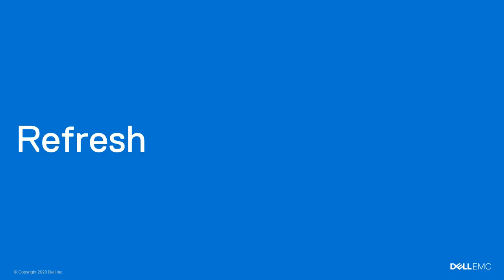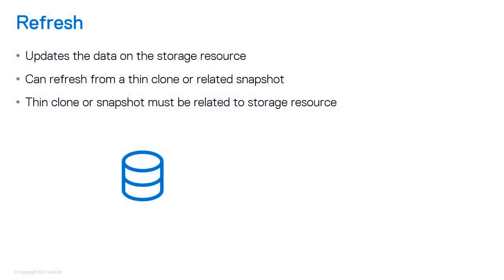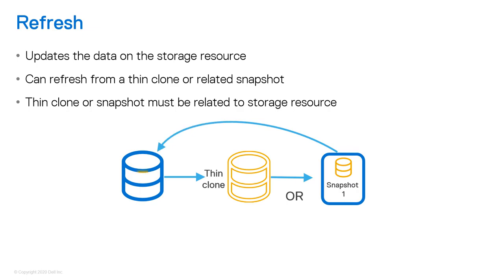Next, let's talk about refreshing storage resources. You would refresh a storage resource when you want to update the data on the storage resource. You can use data from a thin clone or a related snapshot to refresh the data. In the refresh operation, only snapshots of thin clones can be used to refresh the storage resource. To update the data on a storage resource from a direct child snapshot, use the restore operation instead.